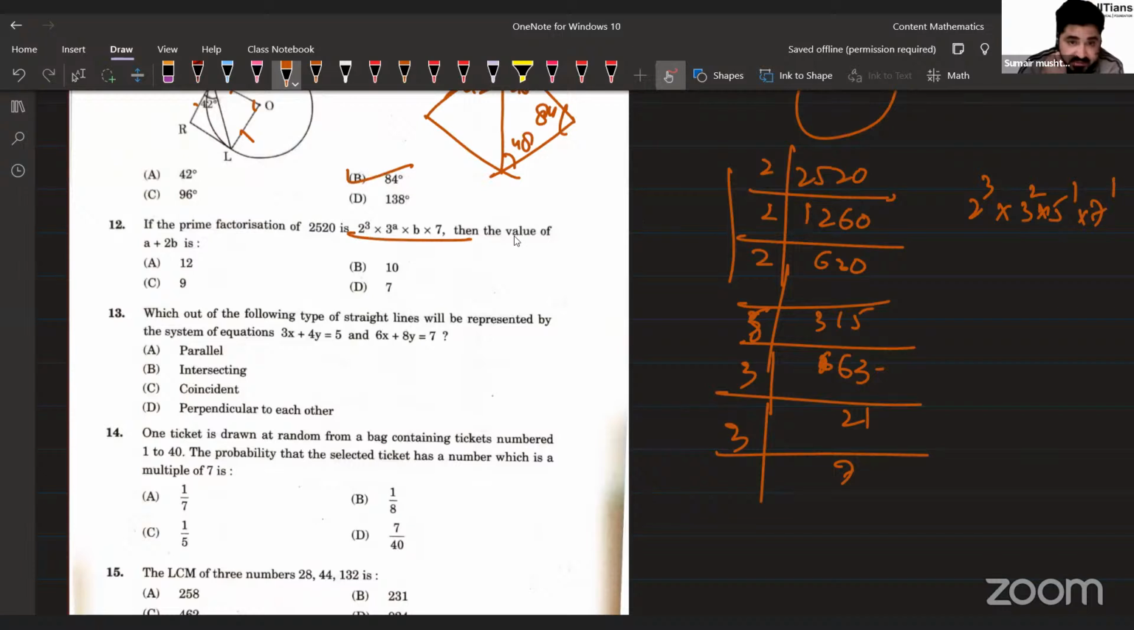Now compare it with this. See, 3 to the power is 2, so A is 2. 5 is there once. So you have to find the value of 2A plus 3B. What's A? A is 2, isn't it? What's B? B is 5. B is not 1, sorry, I mistakenly said that. B is 5. So that is 2 times 2 plus... that's equal to 12. This is option number 5. Simple.